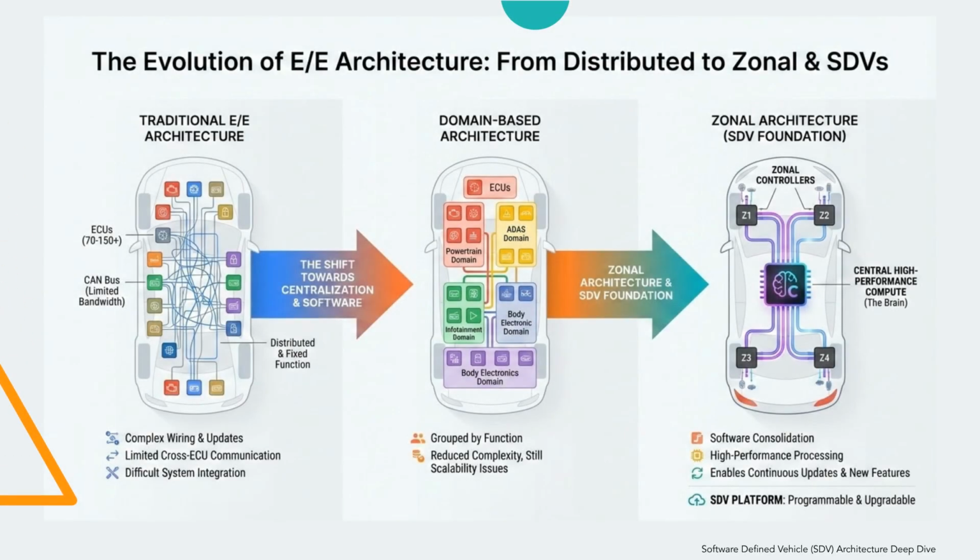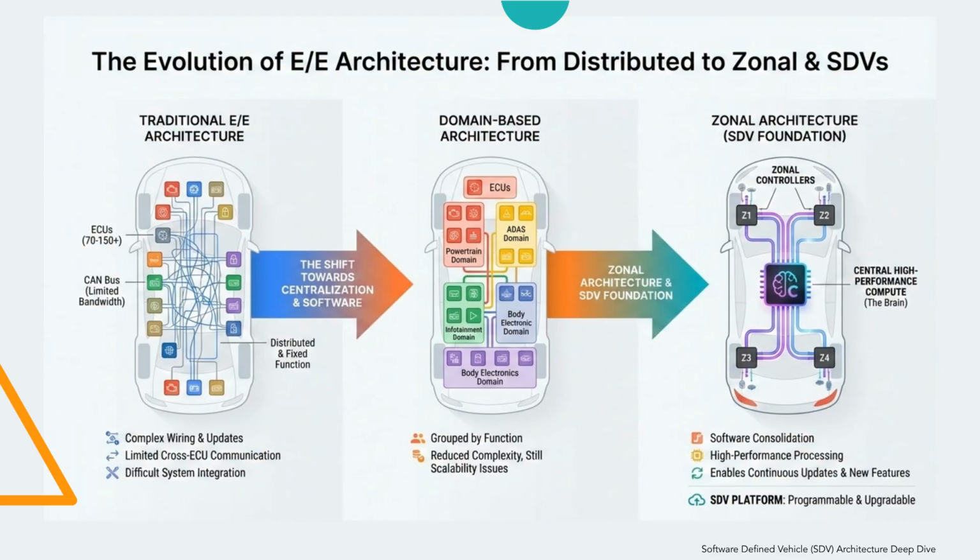To truly understand SDVs, we must start with the evolution of EE architecture, which stands for Electrical and Electronic Architecture. In traditional vehicles, we had a distributed architecture consisting of 70 to even 150 ECUs, each ECU handling a specific function like engine control, braking, infotainment, or body electronics. These ECUs were connected using CAN, or Controller Area Network, a robust but bandwidth-limited communication protocol. Now, this architecture worked well for static features, but it created major challenges. Software updates were complex, cross-ECU communication was limited, and system integration across suppliers became extremely difficult.